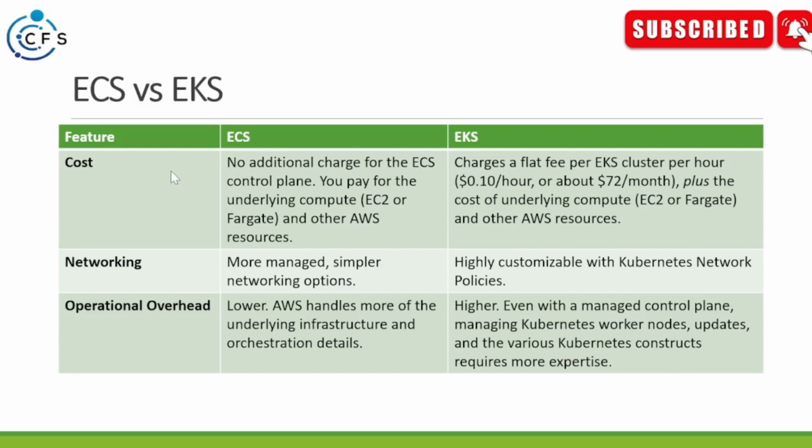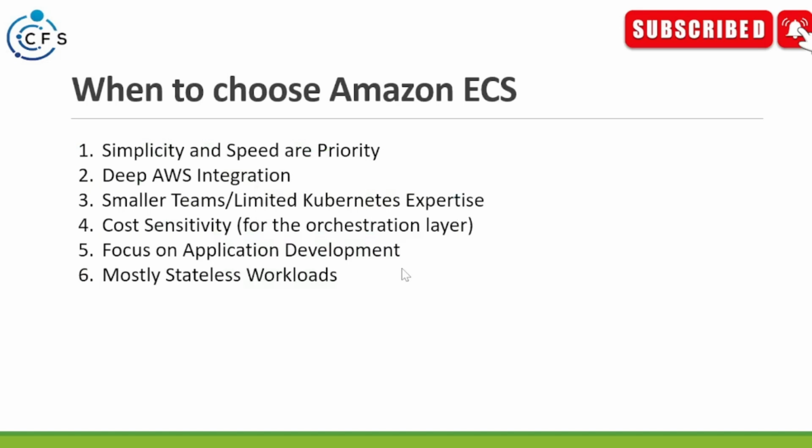I will proceed in my upcoming videos with hands-on work on EKS. This is more of a conceptual video that I have created. Next topic: if we have to choose between ECS and EKS, when do we choose ECS? ECS is for when simplicity and speed are the priority, with deep AWS integration. If all my services are dedicated to the AWS cloud, I can use ECS. For smaller teams with limited Kubernetes expertise, we can go with ECS. Also for cost sensitivity, a focus on application development, and mostly stateless workloads. That's our selection criteria for ECS.